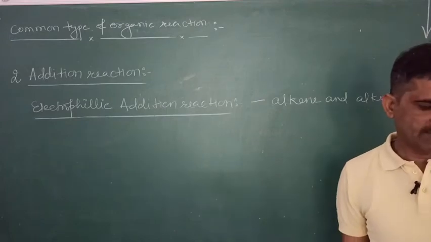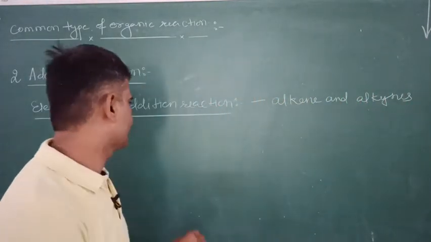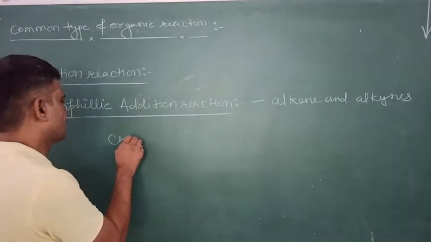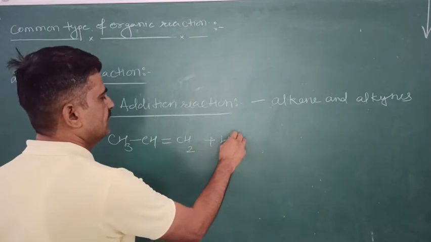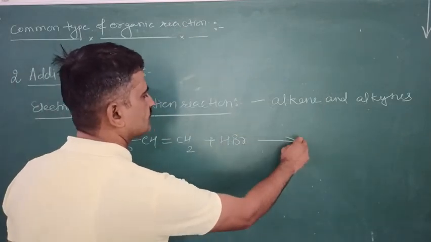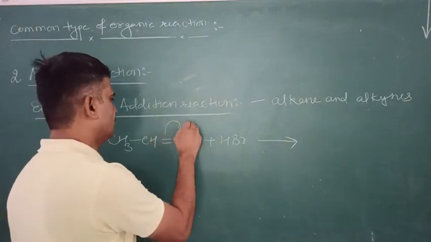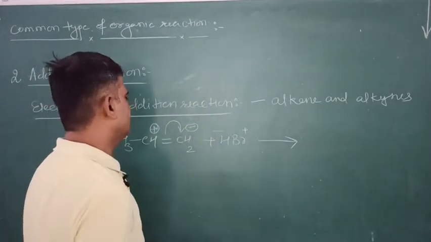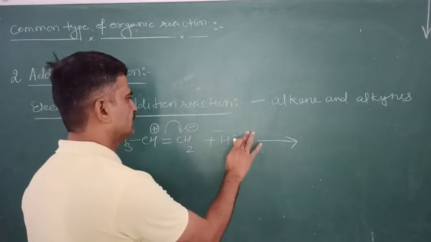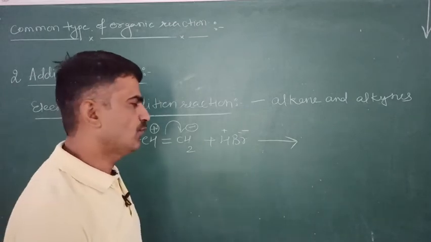Now first we take the example of propene. Reaction with HBr, and this is transfer of the electron. These reactions are carried out according to the Markovnikov rule.